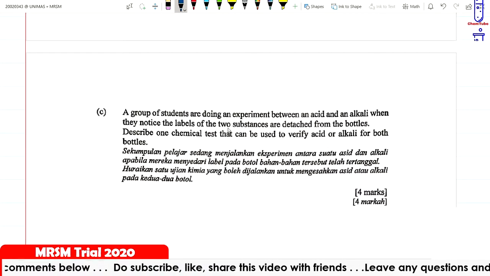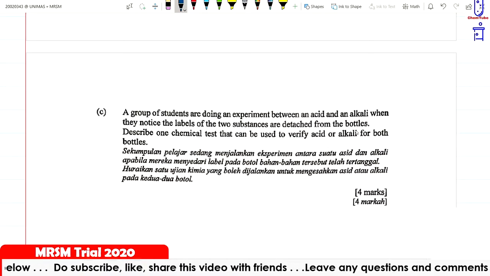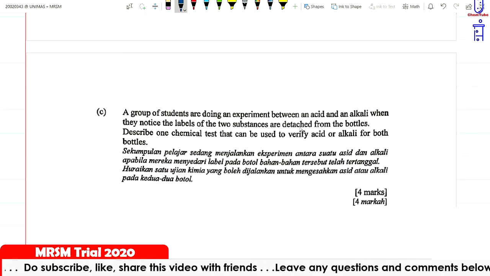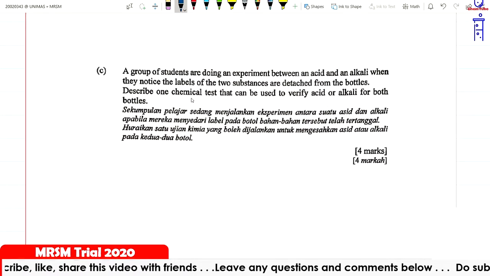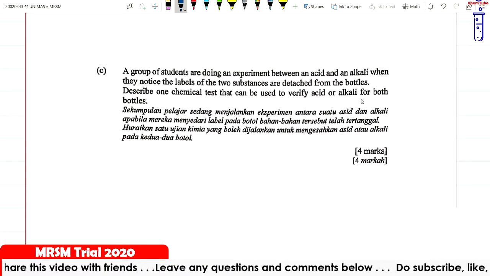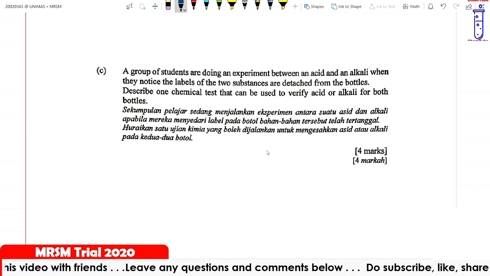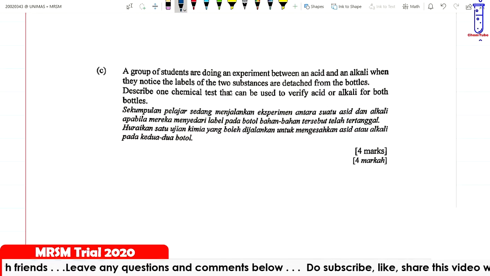So a group of students are doing an experiment between acid and alkaline. They notice that the labels of 2 substances are detached from the bottles, meaning that they are gone. Okay, describe one chemical test that can be used to verify the acid or alkaline for both bottles. So 4 marks. Actually, we can determine whether it's acid or alkaline.